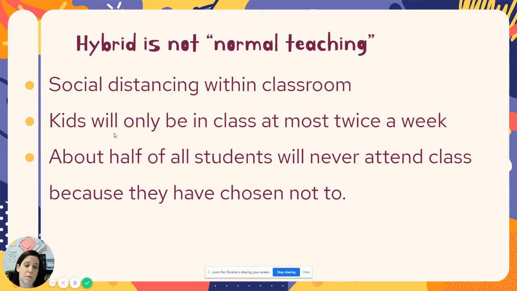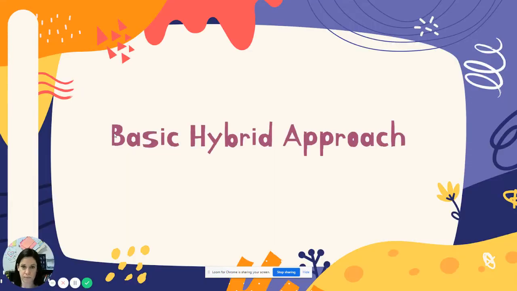So again, it's important to remember that this is not normal teaching. There's going to be social distancing within the classroom, meaning that we can't just go up and start leaning over a student and trying to help them. We have to maintain that 6 feet distance. And we're only going to see our students in person twice a week, which is a huge change. There's going to be kids that we never see because they've chosen not to come to campus. Those kids are still only going to be virtual. We're never going to see them in person. So it's definitely different than our normal teaching.